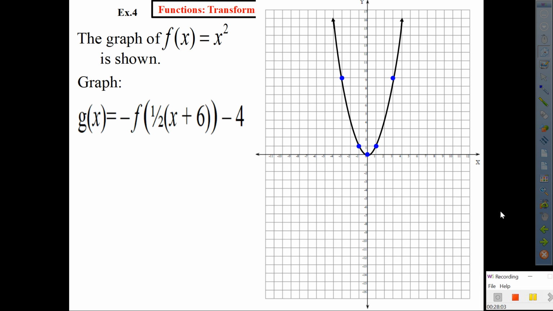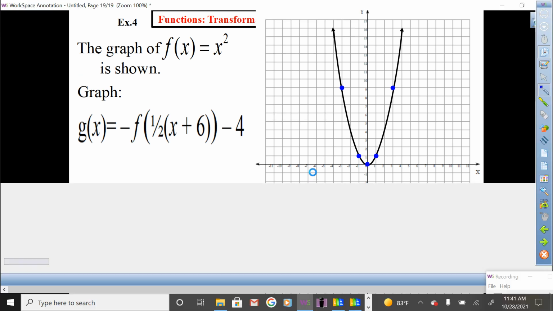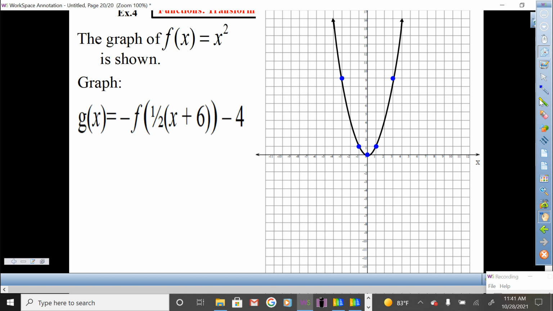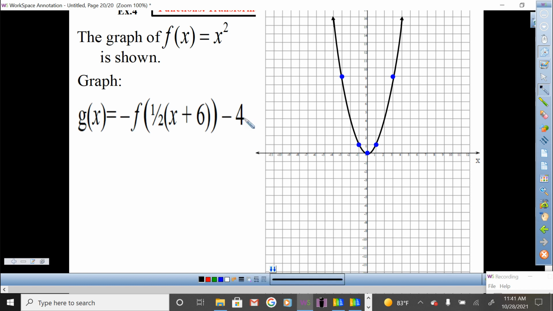All right, so by what I hear, we said that this negative 4 is going to take us where? Down. Okay, so draw your arrow there so that you know it's going that direction. How about the plus 6 here inside the parentheses? It's going left, so draw your arrow going left. How about this negative right there? What would we say it's going to do? Flip. Okay, so we write flip.